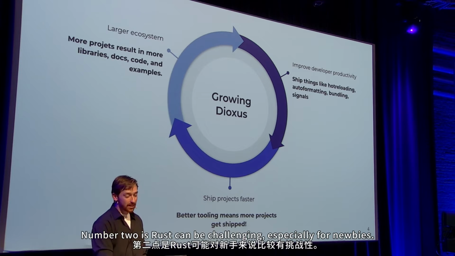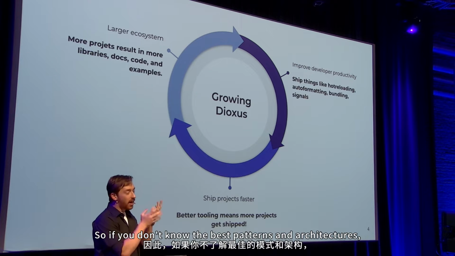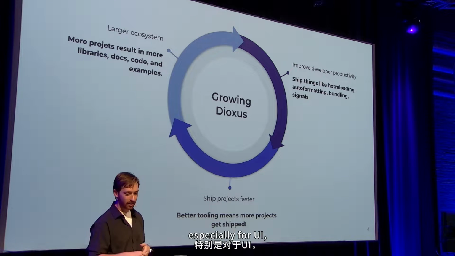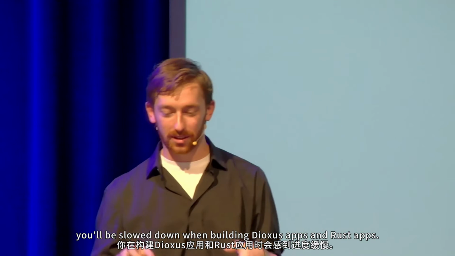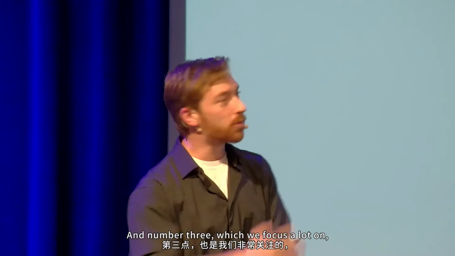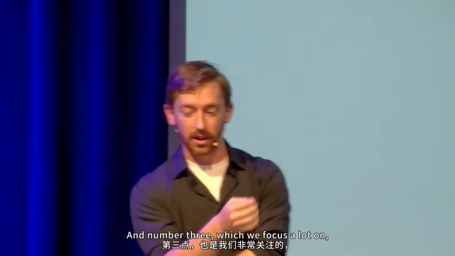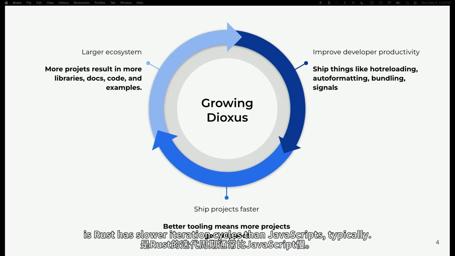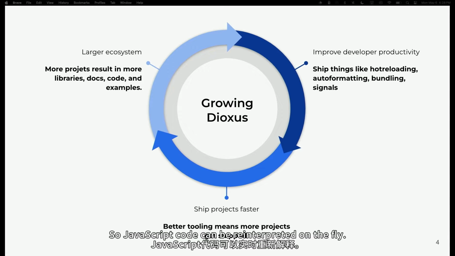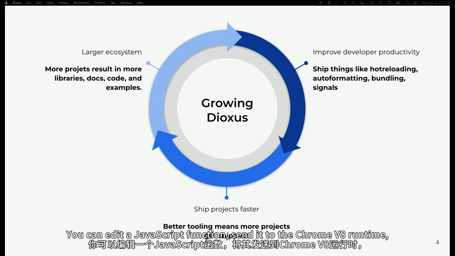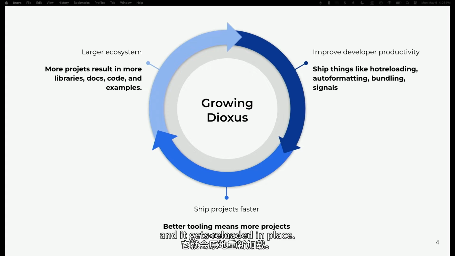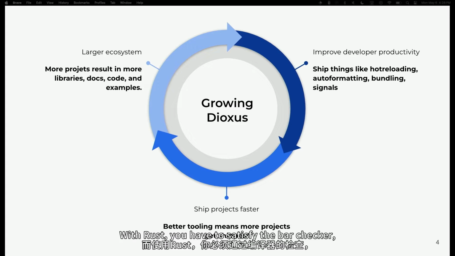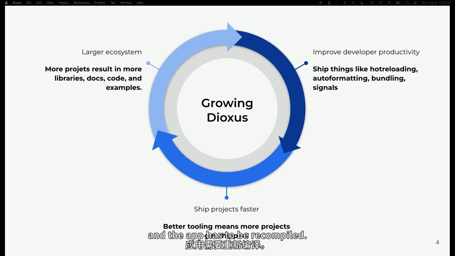Number 2 is Rust can be challenging, especially for newbies. So if you don't know the best patterns and architectures, especially for UI, you'll be slowed down when building Dioxus apps and Rust apps. And number 3, which we focus a lot on, is Rust has slower iteration cycles than JavaScript. Typically, JavaScript code can be reinterpreted on the fly. You can edit a JavaScript function, send it to the Chrome V8 runtime, and it gets reloaded in place. With Rust, you have to satisfy the borrow checker, and the app has to be recompiled.